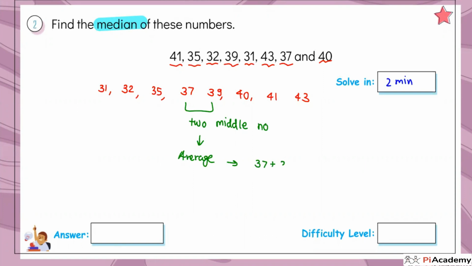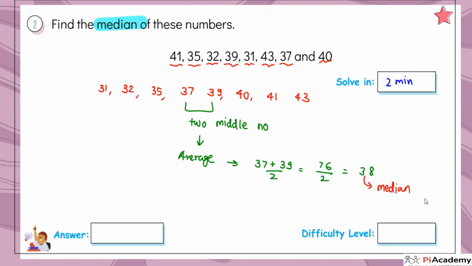So what will be the average? 37 plus 39 divided by 2. This you need to do, okay? And if you add them, what are we going to get? 7 plus 9, that is going to be 16. 1 will be carried over. 3 plus 3 is 6, plus 1, 7. So 76 divided by 2. If you do so, then you are going to get 38. So 38 is your median. Are you getting me? So this is the median.